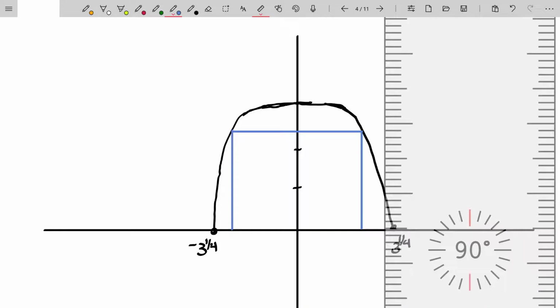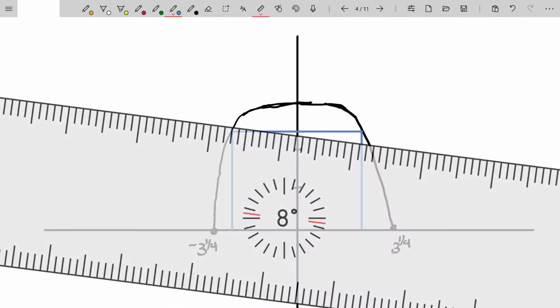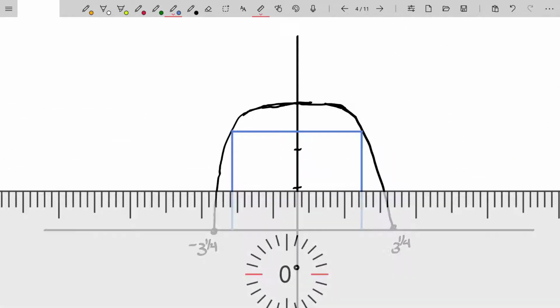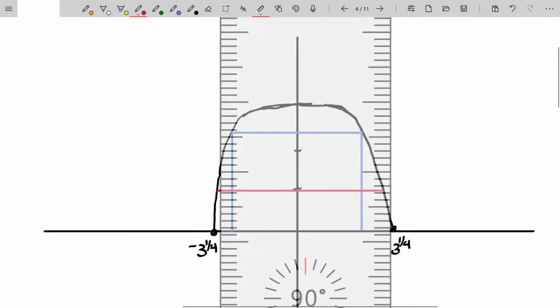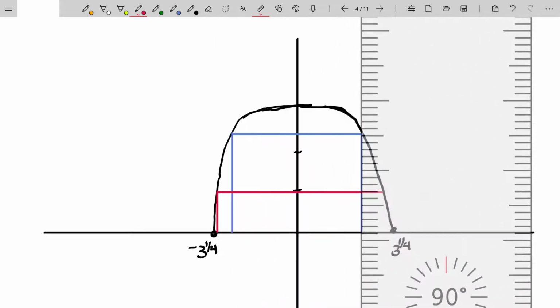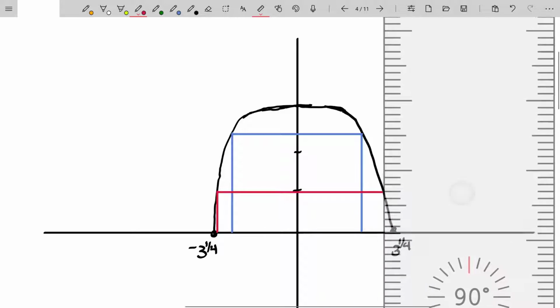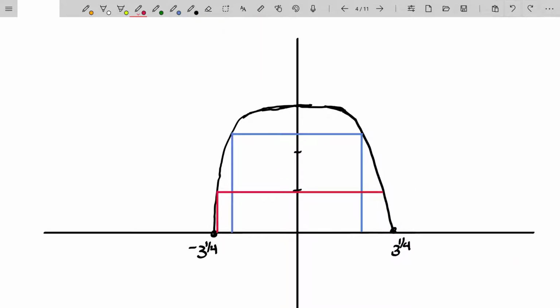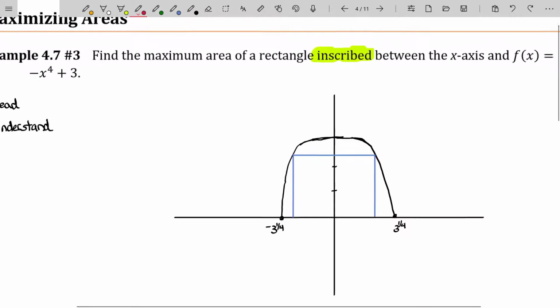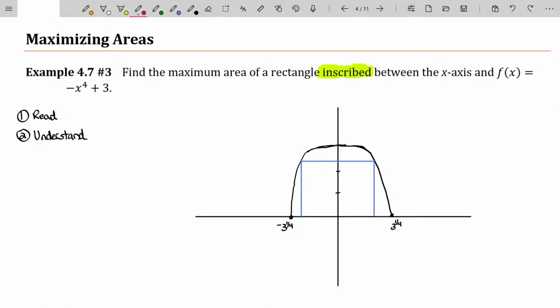You should notice that I could technically have an infinite number of kinds of rectangles in here. In fact, I could have my rectangle strike the curve right there and create something like this. Let me try to do this as accurately as possible. So that could be my rectangle. You just don't know what size that rectangle is, but we want to find the rectangle so that the area is maximized. So we want this area here to be as large as possible.